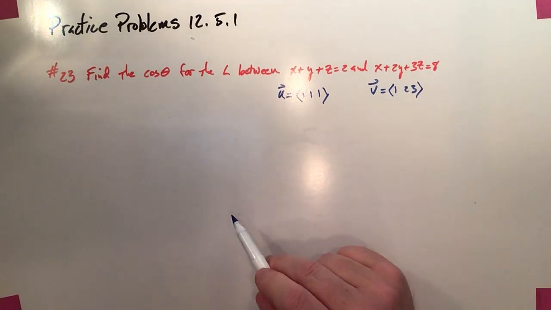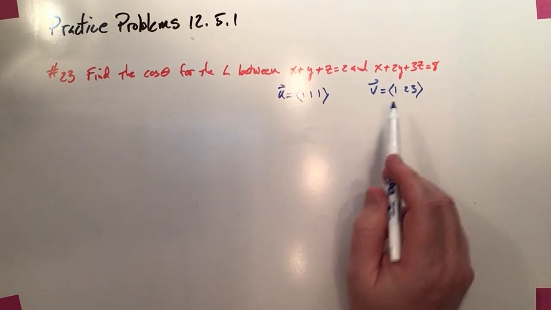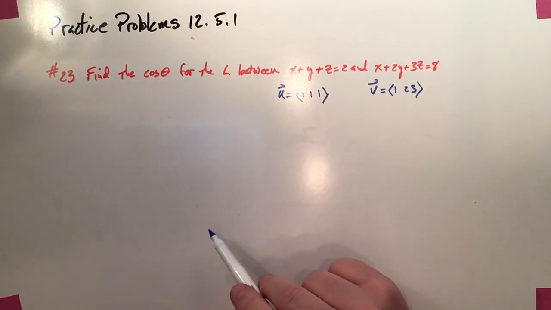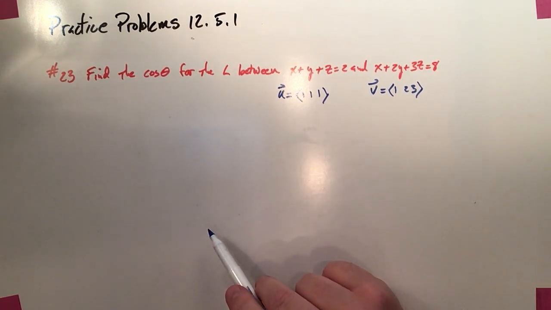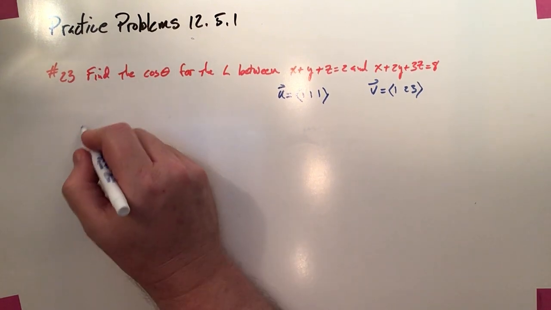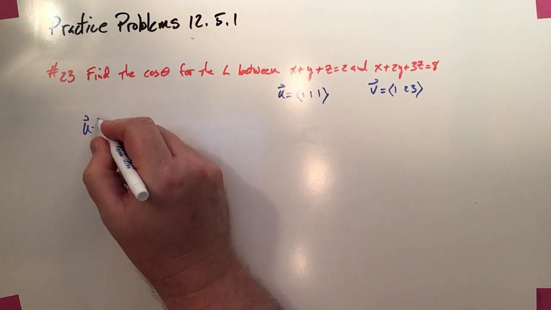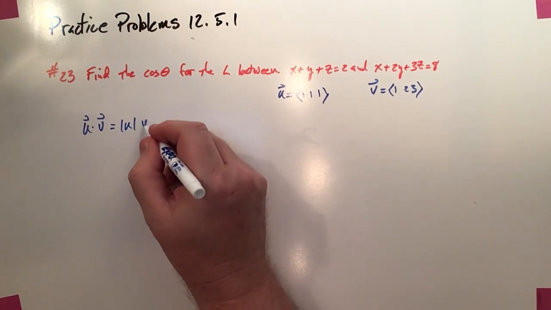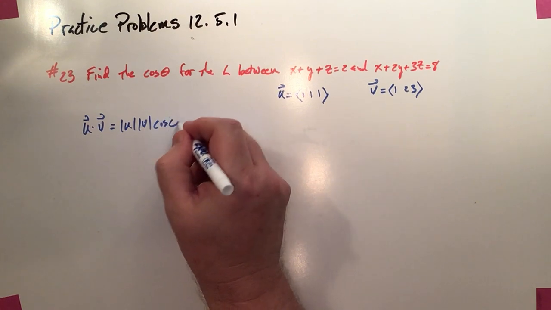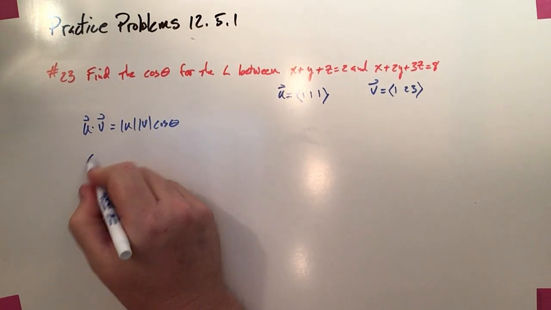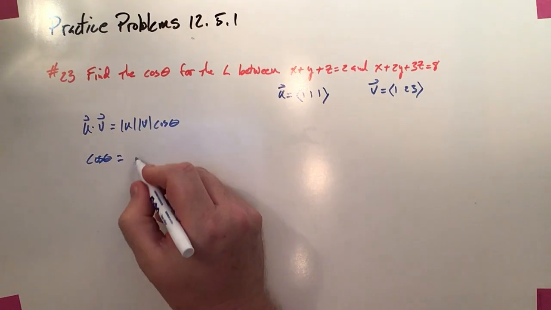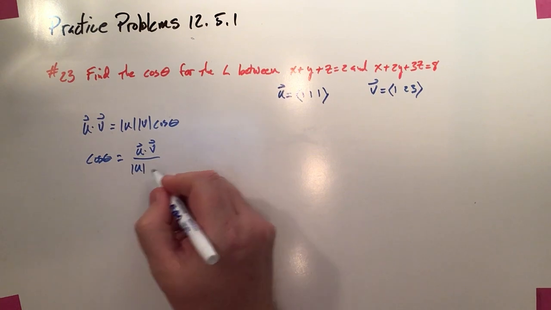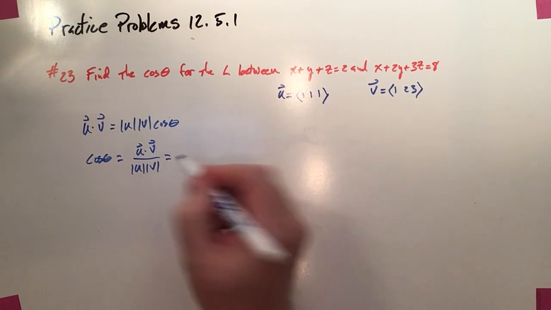Well, now that we have the vectors that represent the two normals, and I know that the angle between these vectors will be the same as the angle between the planes, I'm just looking to find the angle between two vectors. And that's pretty easy. That means taking the dot product. So u dot v will be equal to the magnitude of u times the magnitude of v times the cosine of the angle between them, which means if I want the cosine of this angle, I need to take the dot product and divide it by the magnitudes of each. And that should be pretty easy.